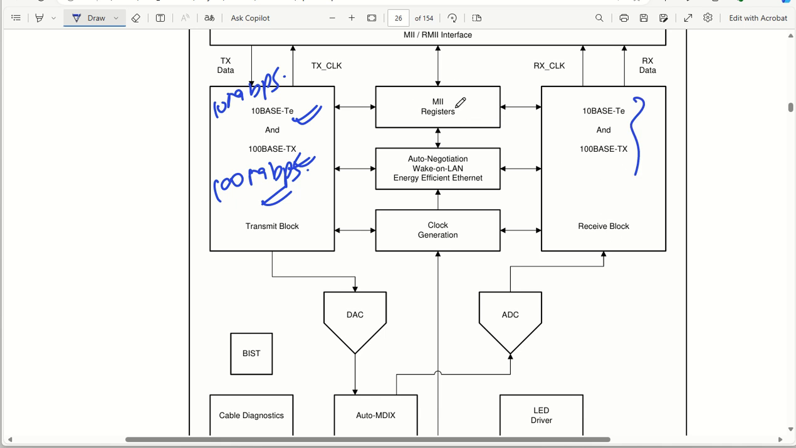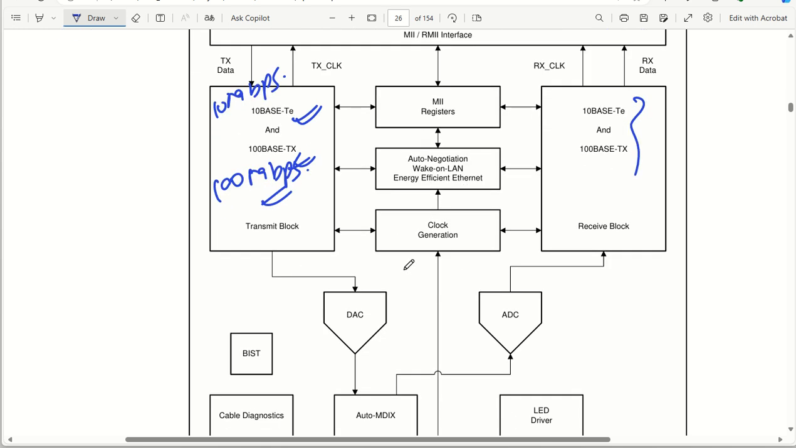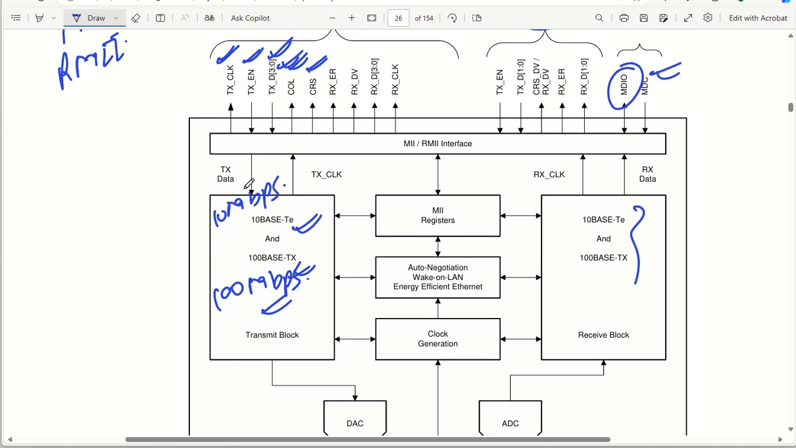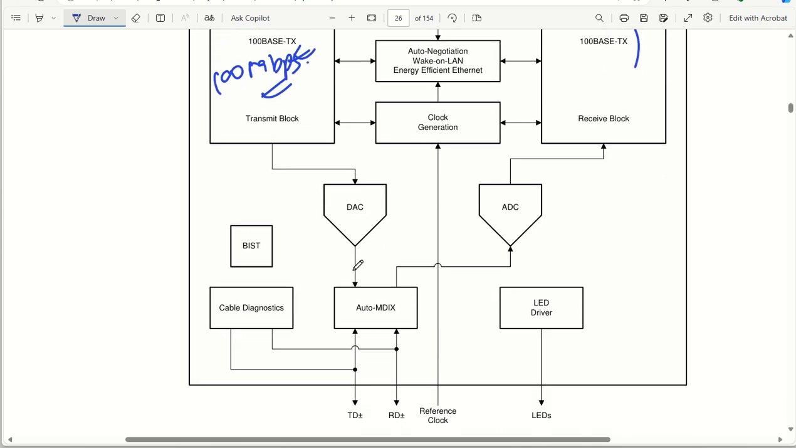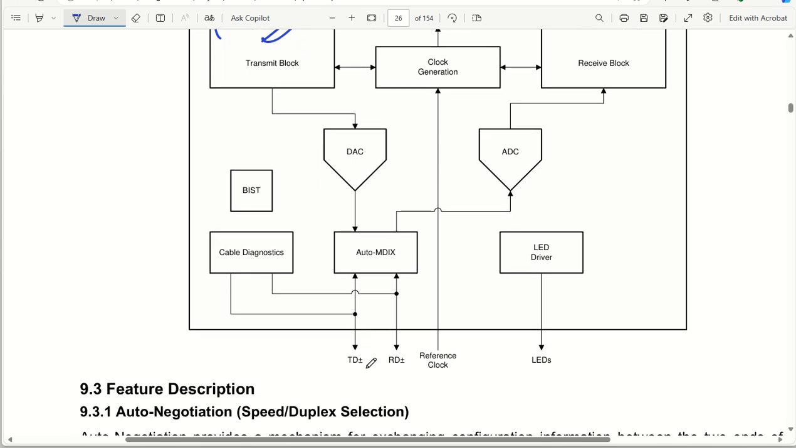And you can see we have MII registers. As the signals are coming inside, we have MII registers, then auto negotiation, wake on LAN, energy efficient Ethernet, clock generation, everything is there. Now the transmit line, as soon as it comes from this MAC device, gets connected to the DAC, and this DAC converts it through auto MDIX, the media dependent interface, and sends it to the differential output. So these are the differential TD and RD lines, right? So these are the things that are happening.